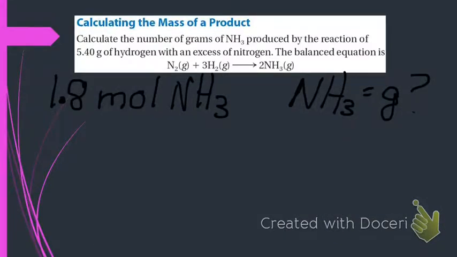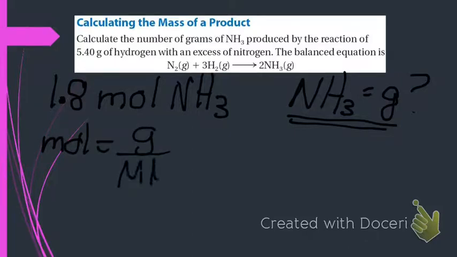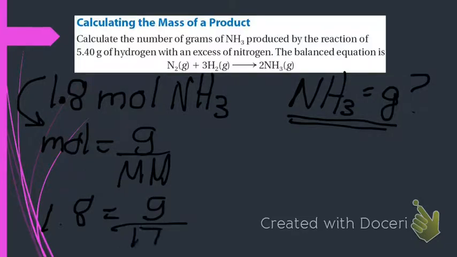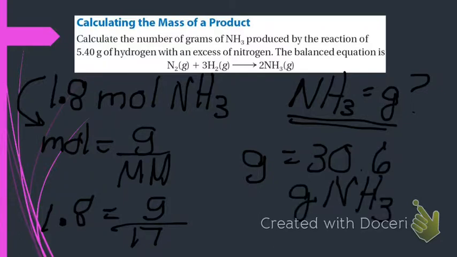Okay, so with my 1.8 moles of NH3, to completely answer my question, I have to find grams of ammonia. So I know that moles equals grams over molar mass. So I'm going to plug these moles in there. 1.8 equals grams over the molar mass of ammonia, which is 17. So 1.8 times 17 is 30.6, and that's my grams of ammonia.